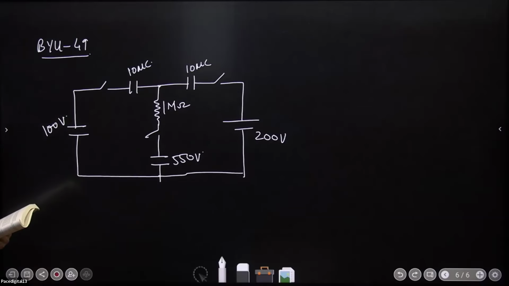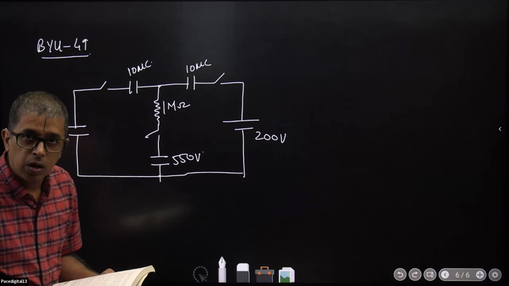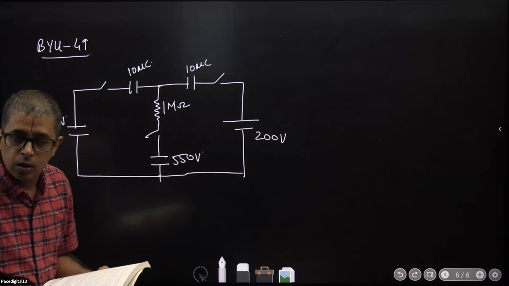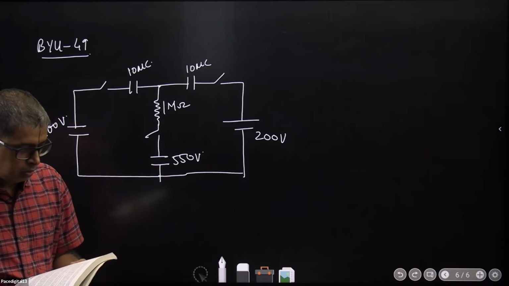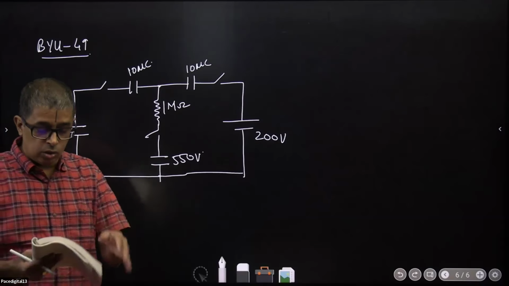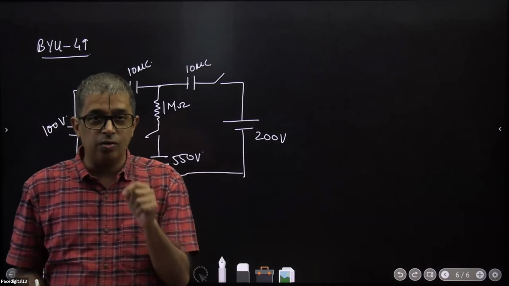Please make the battery a bit more clear. I think if you could make the battery such that the terminals could be identified. Sure. Okay, first write down the question. We are unable to understand what you are saying.